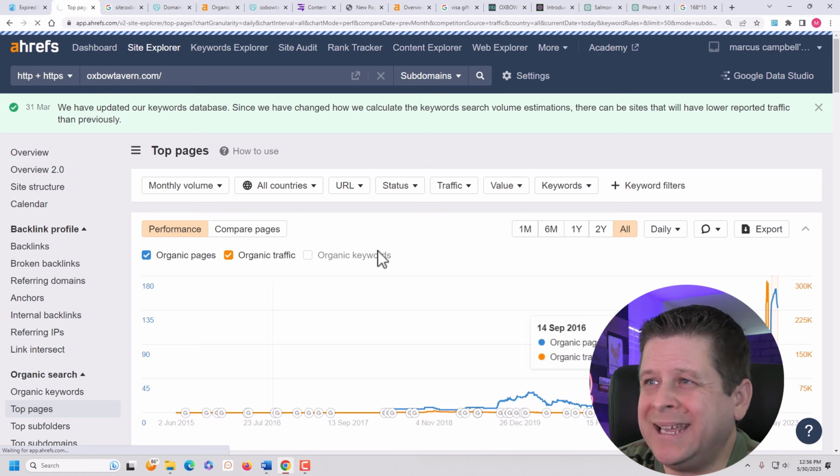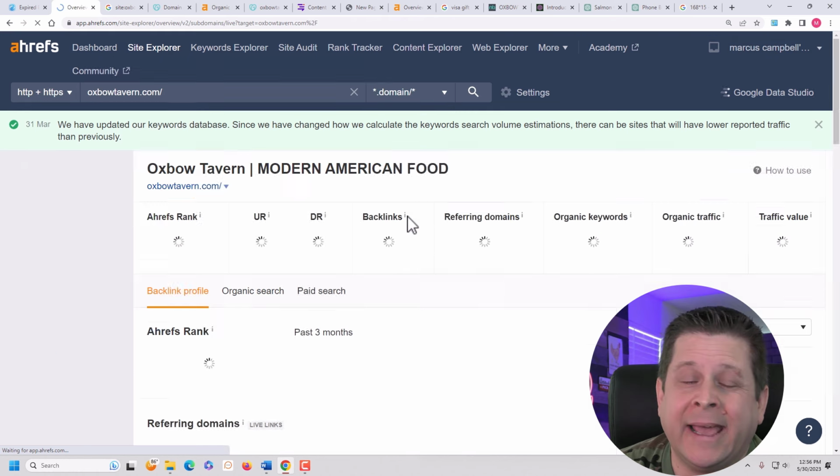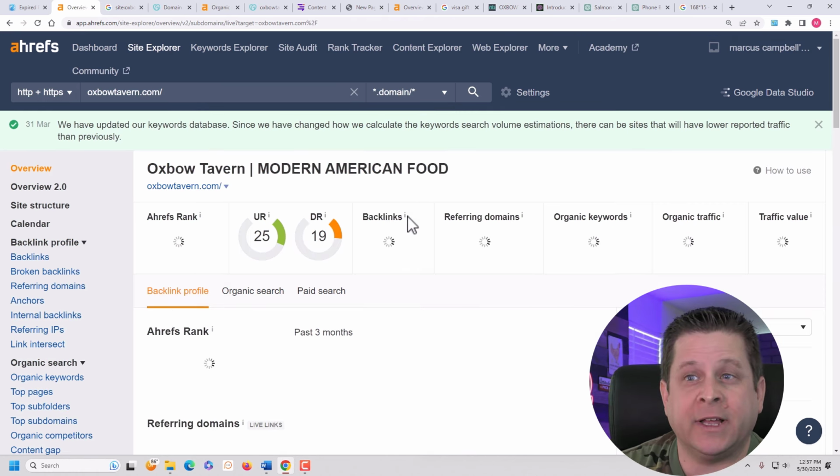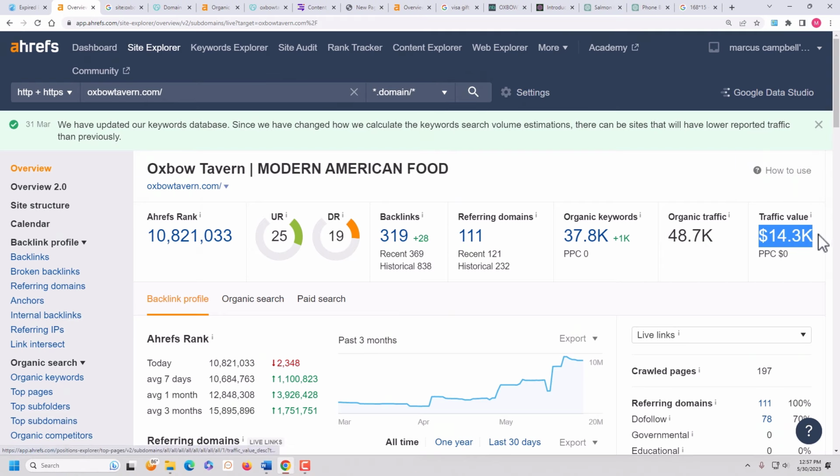Of course, this did take some work. They had to upload it and add images and make pages and stuff like that, but that could be done in 30 minutes to an hour a day for a couple of weeks. And looking at the traffic value of $14,000, yeah, I'd say it's probably worth it.